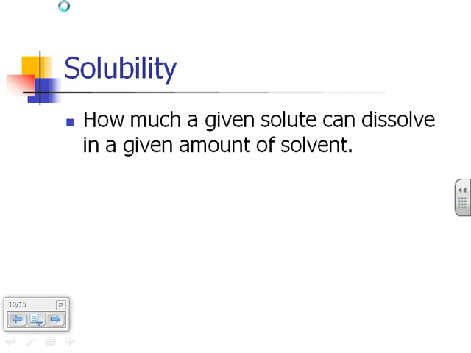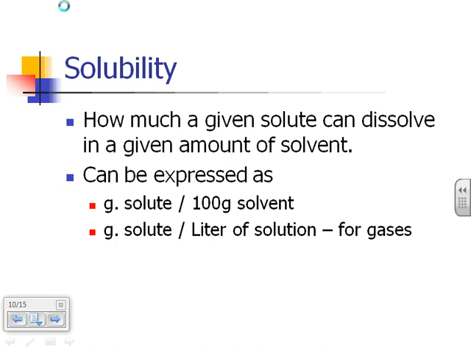Solubility. Solubility is how much a given solute can dissolve in a given amount of solvent. That is our definition of solubility. It can be expressed in a couple of different ways: grams of solute in 100 grams of solvent, or grams of solute in a liter of solution. That's typically going to be for gases, because we're talking liters of a solution. That's when we're talking gases in the gas laws. So that's what solubility is.